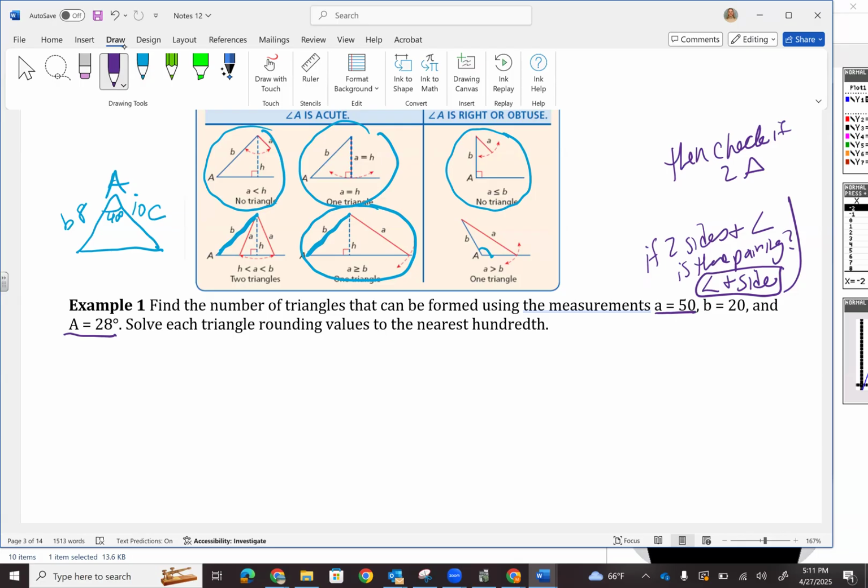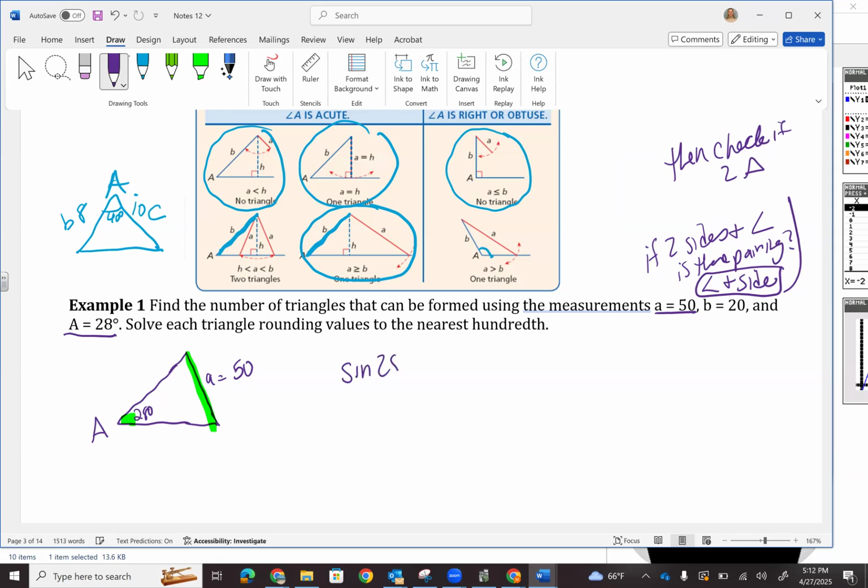So let's look at this. We know angle A, and I always suggest you put the angle you know on your left hand side, and the side that you know that pairs with it, across from it. So side A equals 50, and those pair up together. So angle A is 28 degrees and side A is 50.